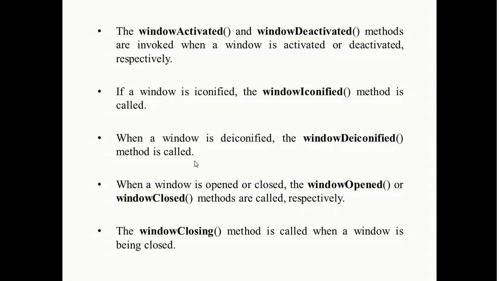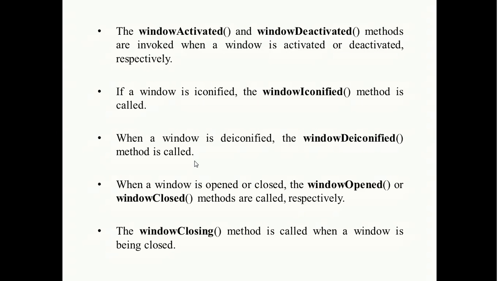When a window is opened or closed, that time the windowOpened method and windowClosed method are invoked. Means when you close the window, that time the windowClosed method is invoked, and when the window is opened, that time the windowOpened method is invoked. The windowClosing method is called when a window is being closed. Means when you close the window, that time the windowClosing method is invoked. These seven are the methods of the window listener interface.